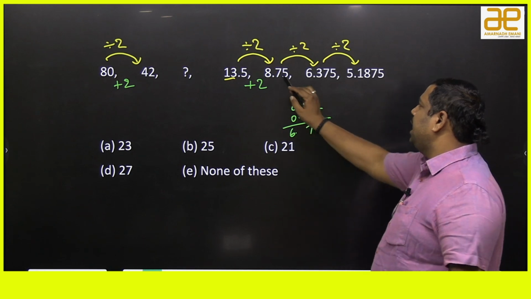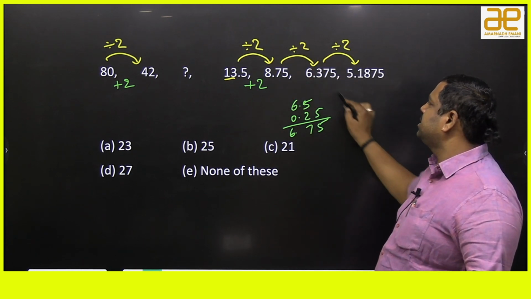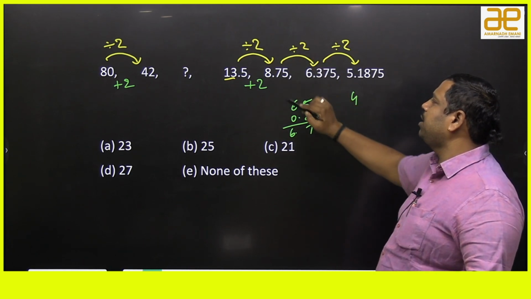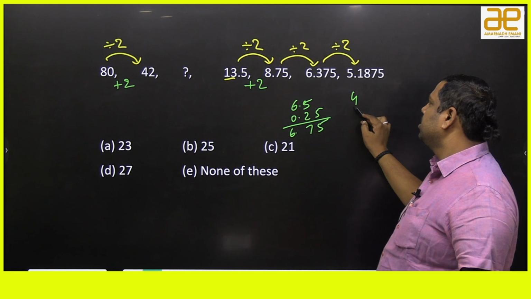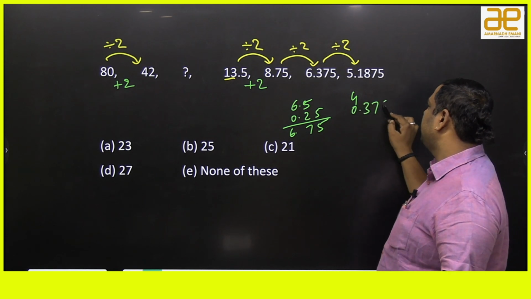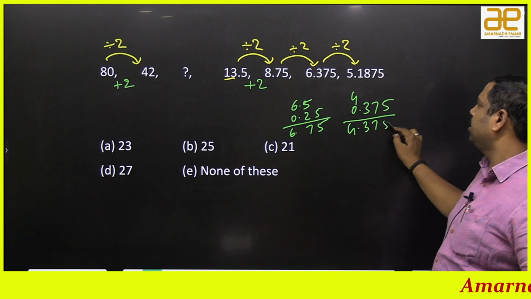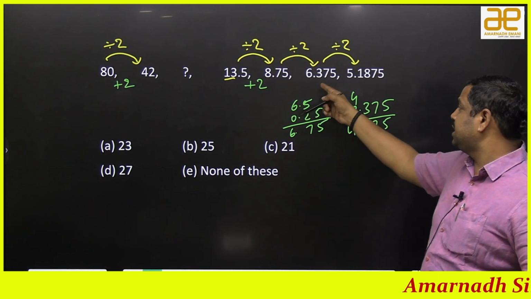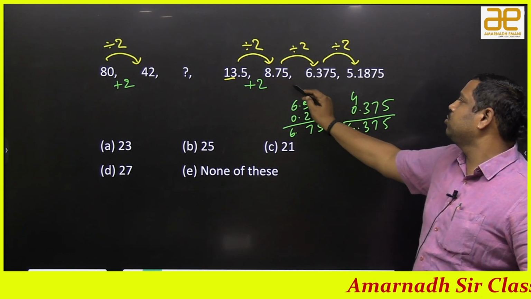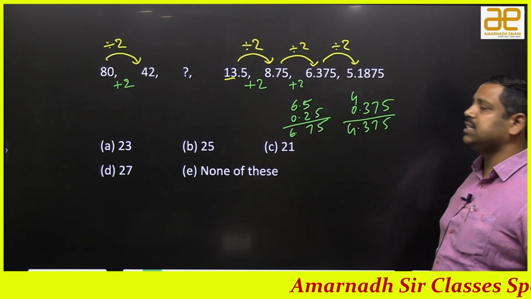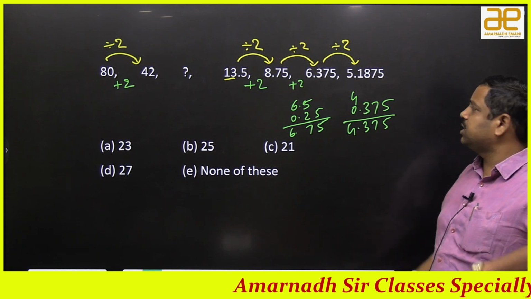Next one. So 8.75 by 2. 8 by 2 is 4. 0.75 by 2 is 0.375. So altogether 4.375. Am I right? But how much did he give? 6 point, means if you add plus 2, simply 6.375. Yes, it is. The same I will check the next one.